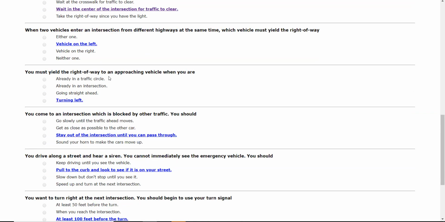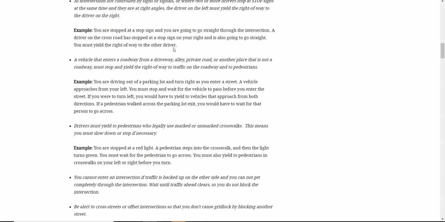When two vehicles enter an intersection from different highways at the same time, which vehicle must yield the right of way? The vehicle on the left. So at an intersection not controlled by signs or signals where two or more drivers arrive at the same time, the driver on the left must yield the right of way to the driver on the right, which means don't try to go first.